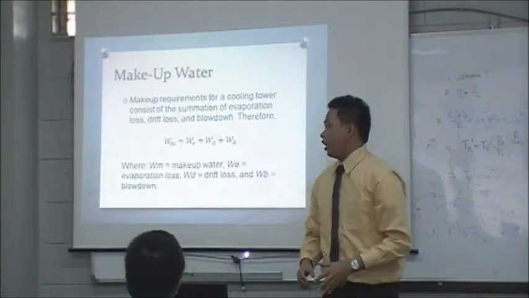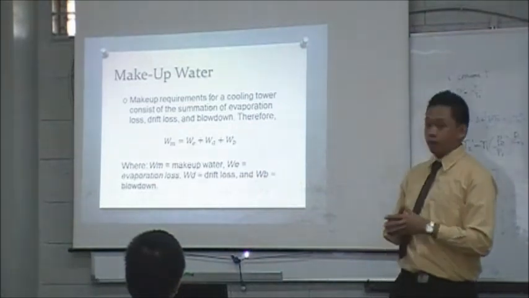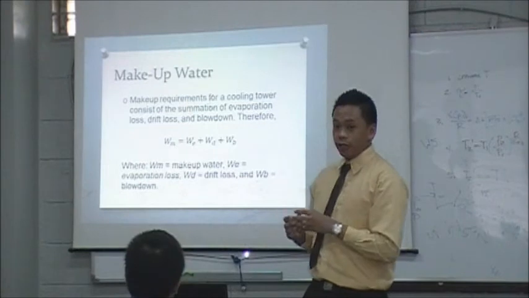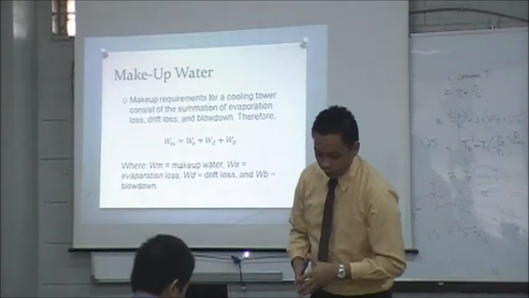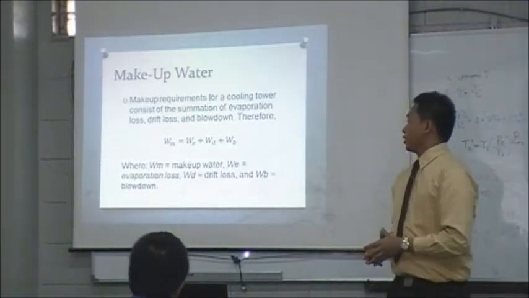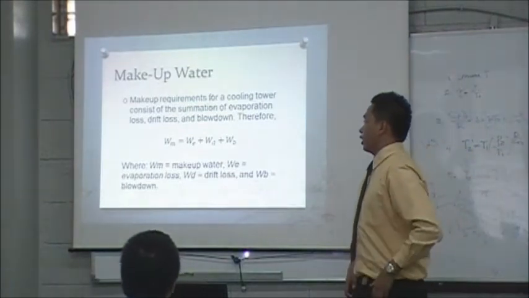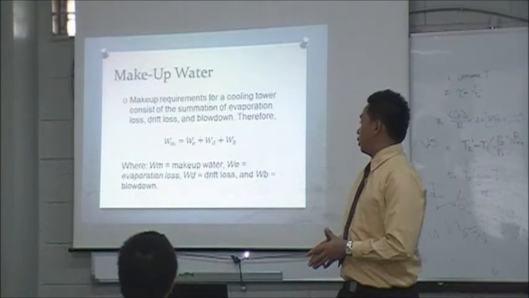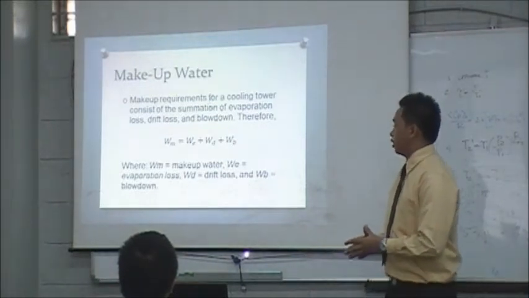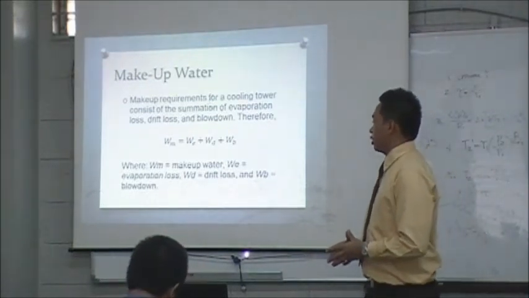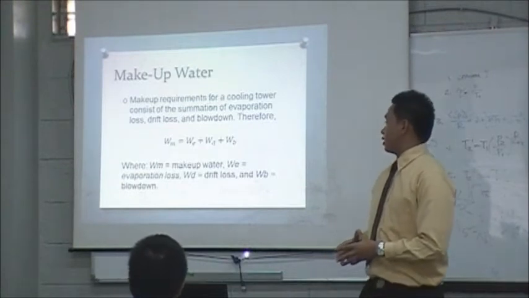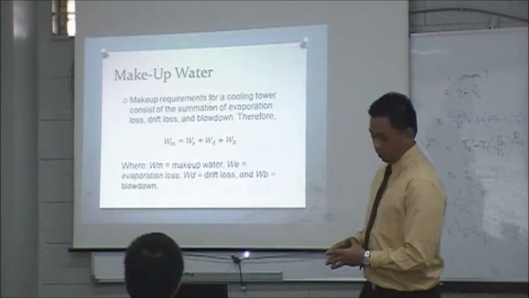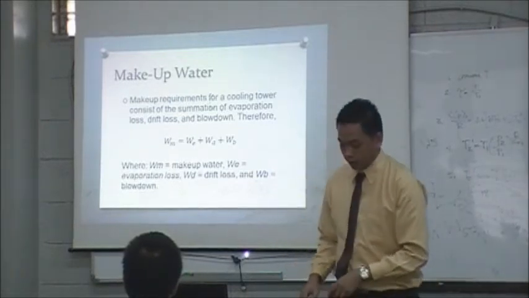So good afternoon. I will be discussing the different parameters that we need to consider in operating a cooling tower. First is water makeup, or makeup water. Makeup water requirements for a cooling tower consist of the summation of evaporation loss, drift loss, and blowdown. Therefore, we have this equation where WM is equal to the evaporation loss plus the loss due to drift and losses due to blowdown. So what are these losses?